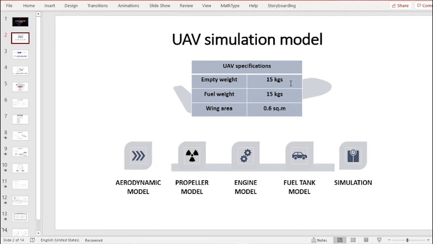For our study, we are going to use a UAV with an empty weight of 15 kilograms and a fuel weight of again 15 kgs. So the total takeoff weight of the UAV is 30 kgs, and we also assume a wing area of 0.6 square meters.